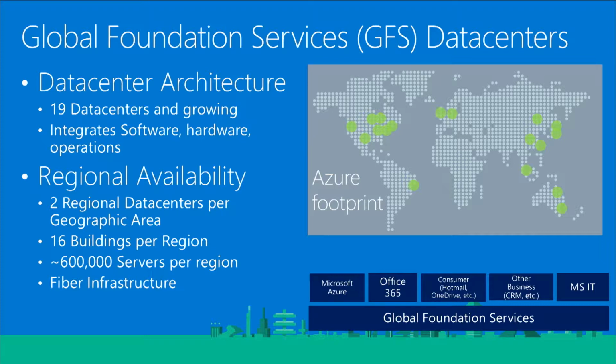These data centers integrate software, hardware, operations all together in one facility. Now, we have regional availability. So based upon whatever region we're in, we would typically have 2 data centers in a region. And this way, you actually have 2 different buildings at a minimum for a region. If you put something in West US, there's a minimum of 2 different buildings. That number can grow at some point. That number can change a little bit.